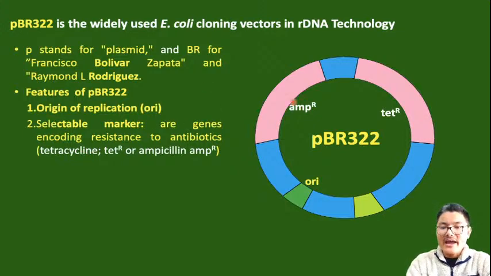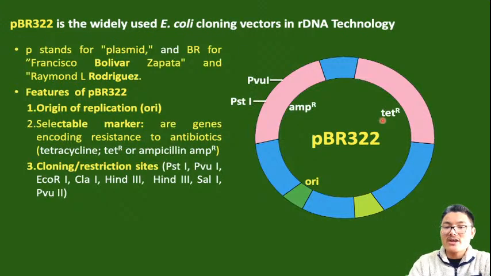So we have the ampicillin resistance gene and the tetracycline resistance gene here. These genes produce proteins, and those proteins make the bacteria which has this PBR322 resistant to ampicillin and tetracycline. Even if we try to kill them using ampicillin and tetracycline antibiotics, they are not going to die easily. And we can even see so many cloning sites.